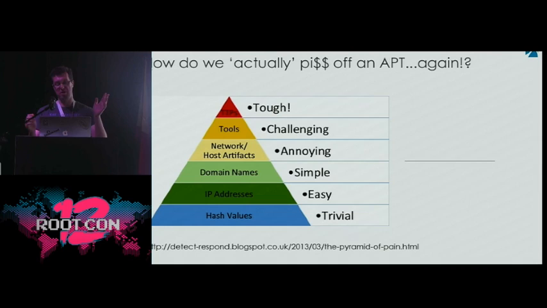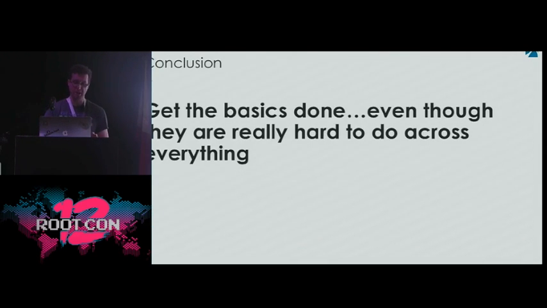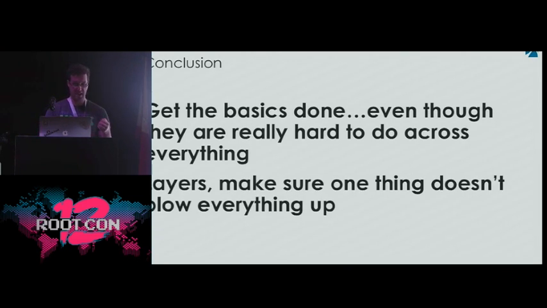Going back to this pyramid of pain, this is how you actually stop the bad guys, how you actually piss them off, the APTs. You need to move from the tactical changes and instances in your environment up to the strategic and the TTPs and the tools, and that's really hard in an environment that's complex and diverse. You need to consider the environment as a whole and not just separate bits of IT. In conclusion, get the basics done, even though they're really hard to do across an environment. Keep on top of the basics.